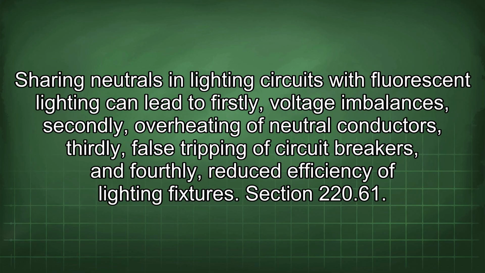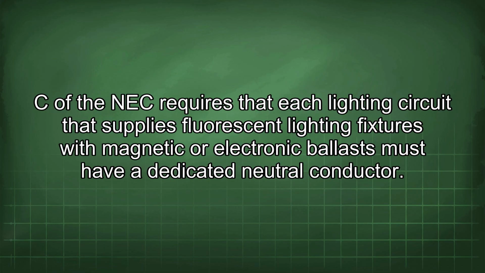Sharing neutrals in lighting circuits with fluorescent lighting can lead to, firstly, voltage imbalances, secondly, overheating of neutral conductors, thirdly, false tripping of circuit breakers, and fourthly, reduced efficiency of lighting fixtures. Section 220.61(C) of the NEC requires that each lighting circuit that supplies fluorescent lighting fixtures with magnetic or electronic ballasts must have a dedicated neutral conductor.